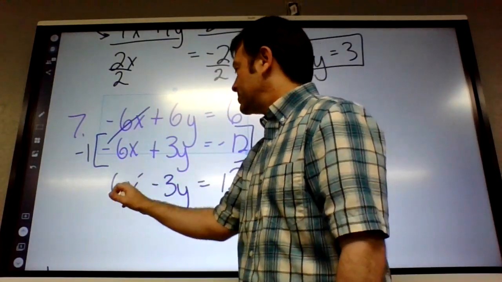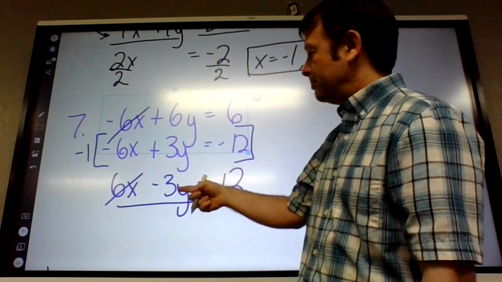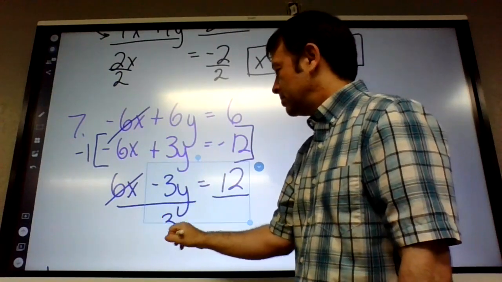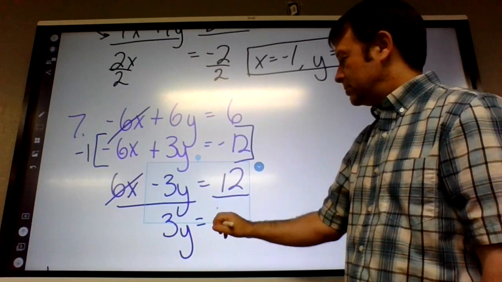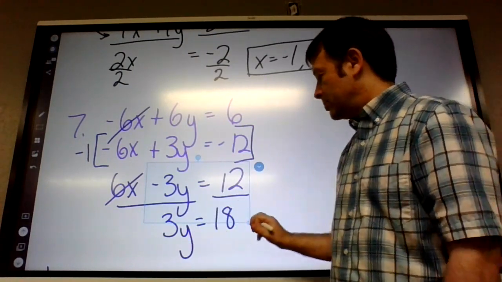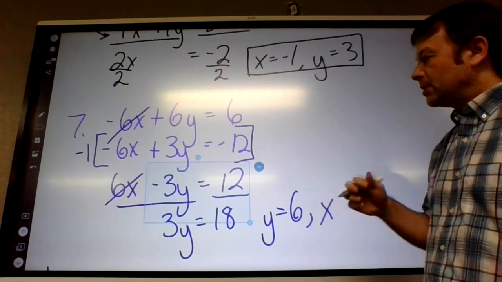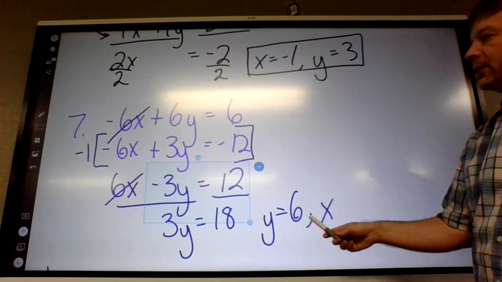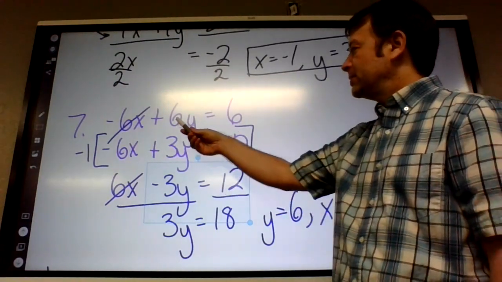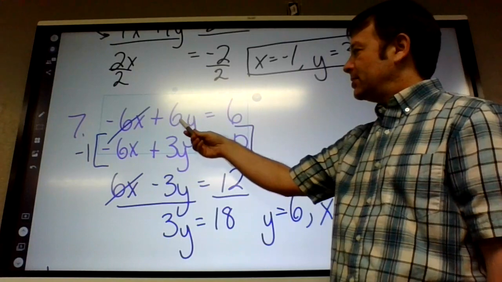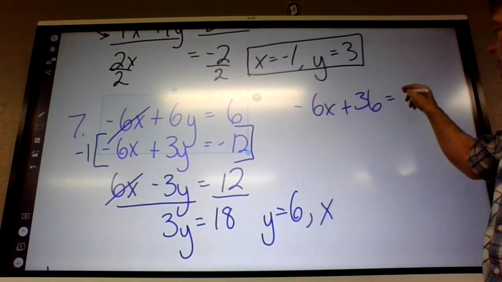Okay, the x's cross out. We got 6y minus 3y and 6 plus 12. So y is 6. And let's see, where should I put it? I'll put it on the top one. 6 times 6 is 36, so the top line would become that.